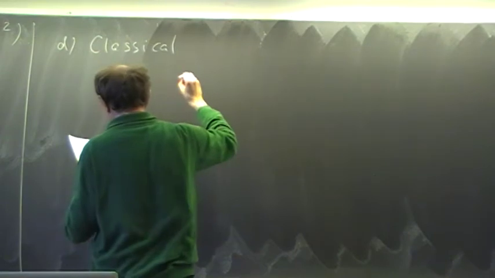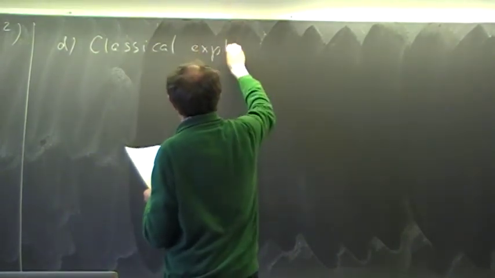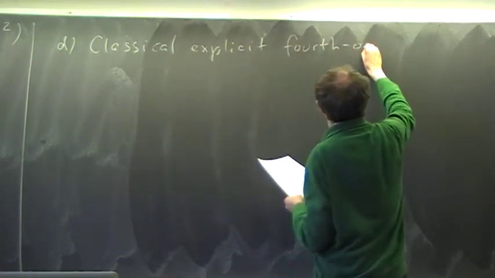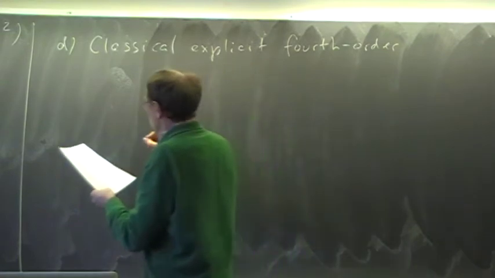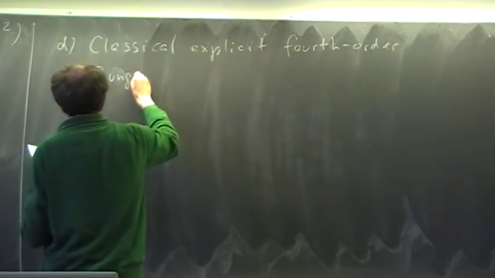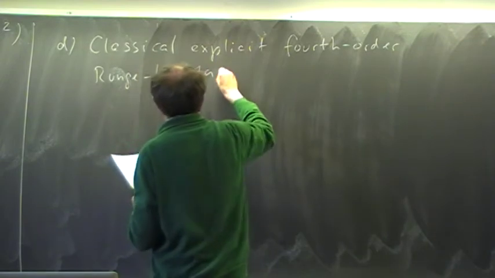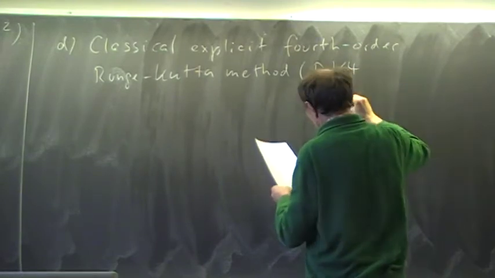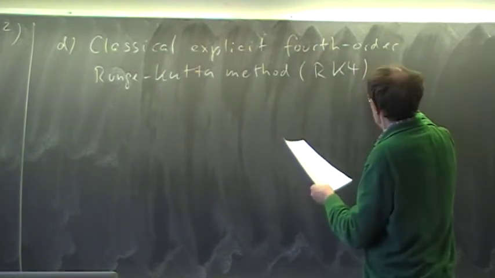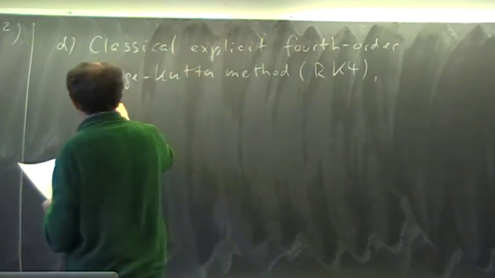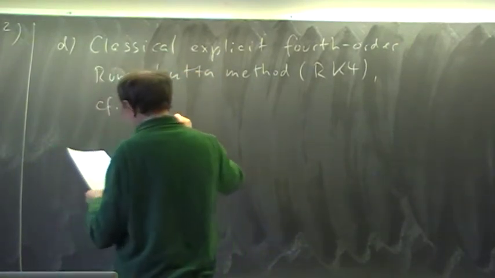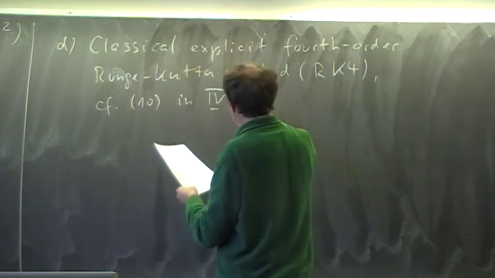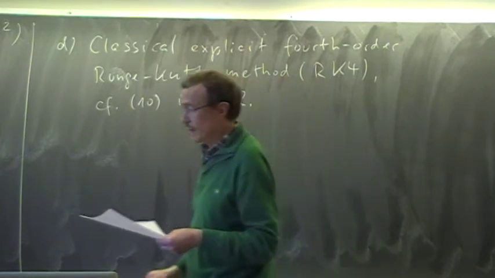Classical explicit fourth order Runge-Kutta method. The acronym is RK4. And that is what we discussed in equation 10, sorry, equation 10 in the chapter when we discussed the time discretization, and we already looked at that.